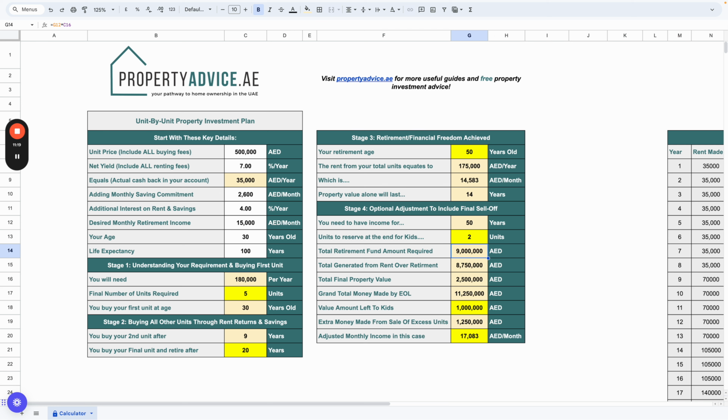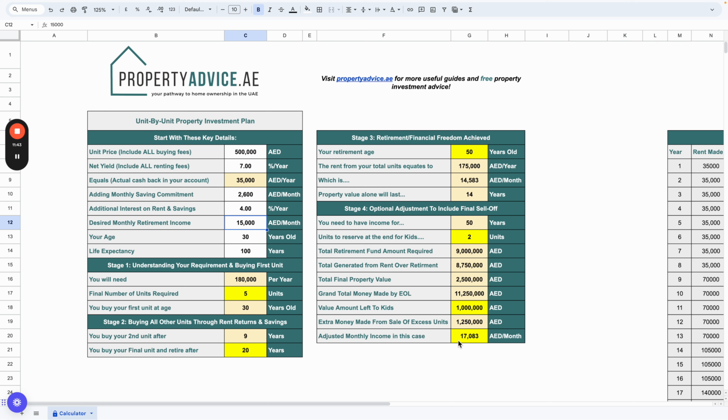2 units. That leaves 1 million dirhams worth of property to your children, which is the most likely recipient. That's why I mentioned kids here. But that will also adjust, of course, your monthly income, including the property value, down to 17. Either way, it is higher than what you originally set out to do.